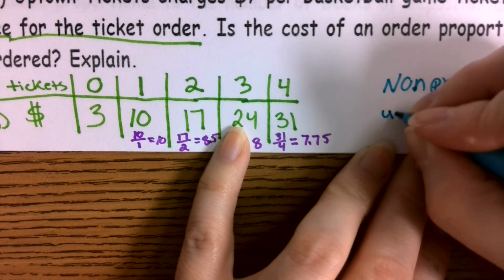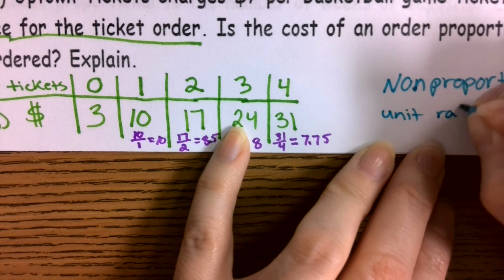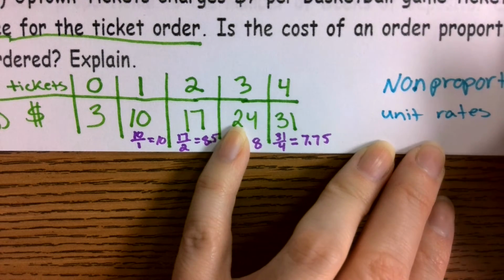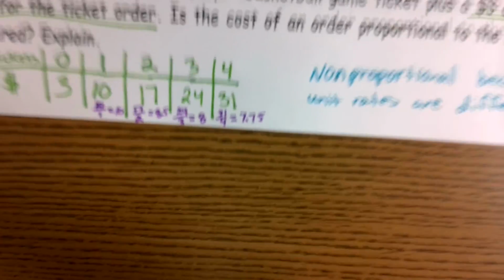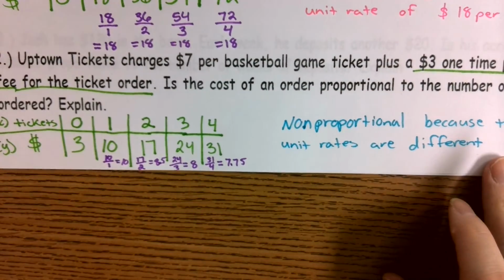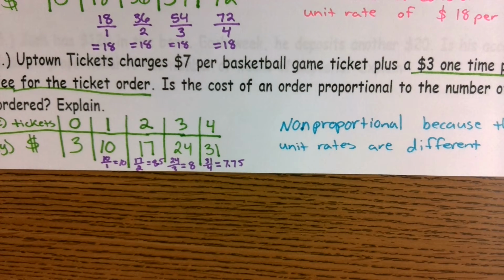Because the unit rates are different, right? They are not consistent throughout the entire problem. So that makes it non-proportional. When the unit rates are different, it's non-proportional.